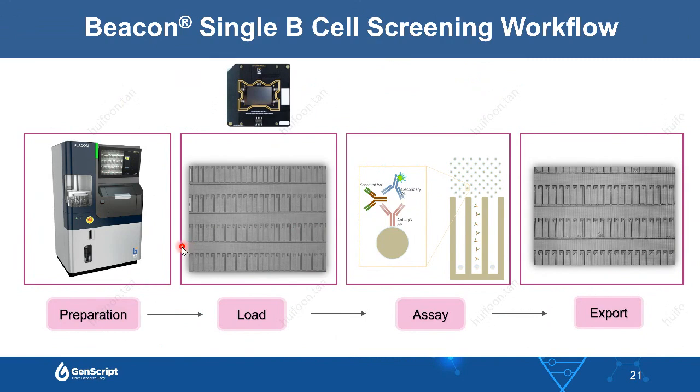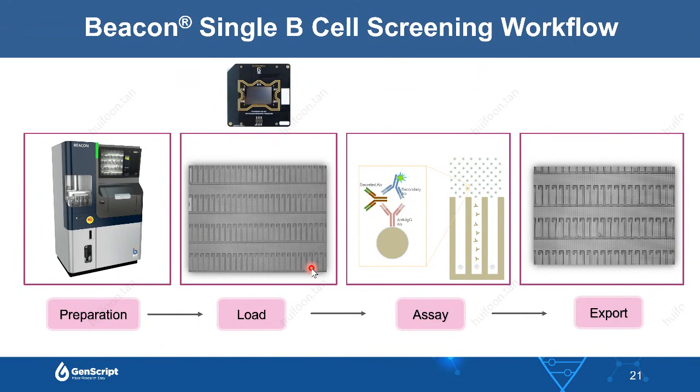Supernatant is harvested after the B-cell enrichment and stimulation, then loaded on the chips of the Beacon machine. The chip consists of thousands of nanopen channels. The software automatically identifies single cells and directs them into nanopen channels all at once. So chips are loaded with the cells in less than 30 minutes.